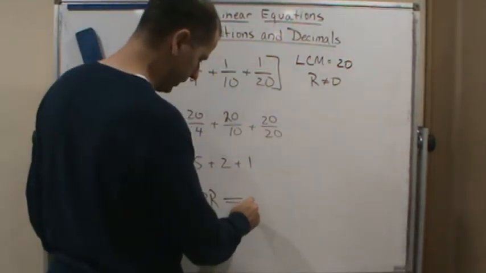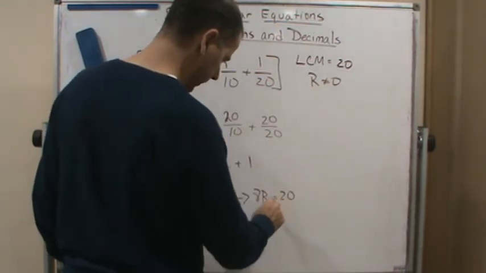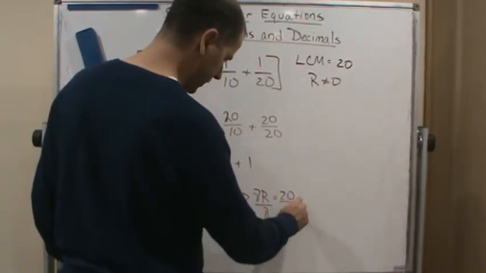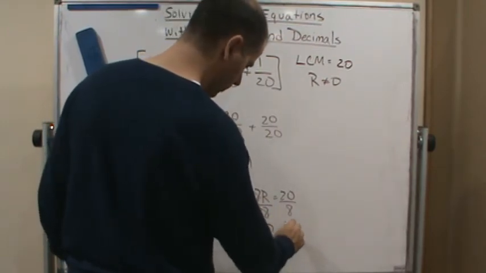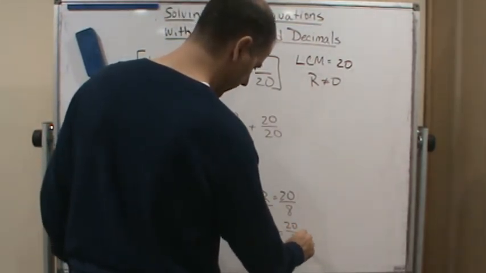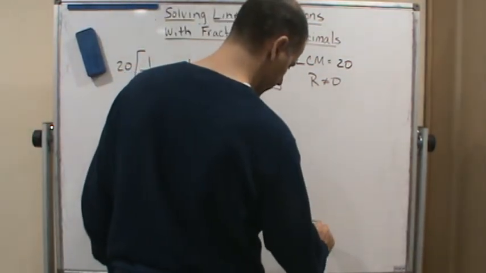So now what do we get? We get 8R equals 20. And of course we're going to divide both sides by 8. And we get R equals 20 over 8, or what? 5 halves.